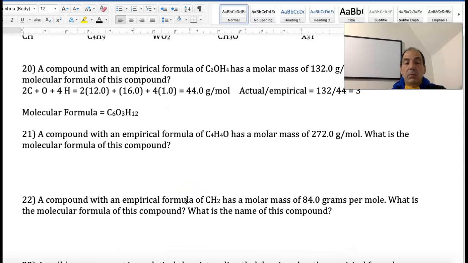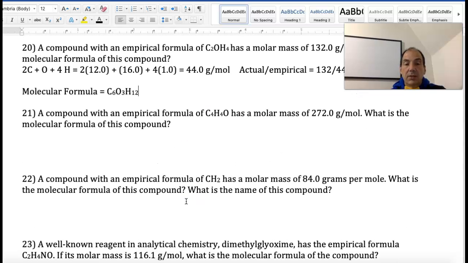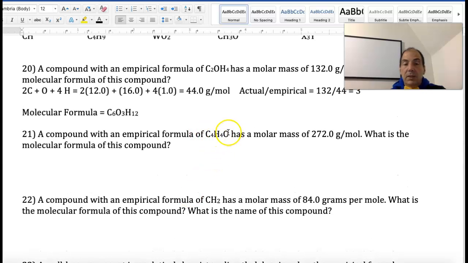All right, I'm going to go through one more with you, then you're going to try the next couple. So I'm going to break this down. I'm going to say that we have 4 carbons, 4 hydrogens, and 1 oxygen. Kind of similar to the last scenario. All right, so we have 4 carbons plus 4 hydrogens plus 1 oxygen.